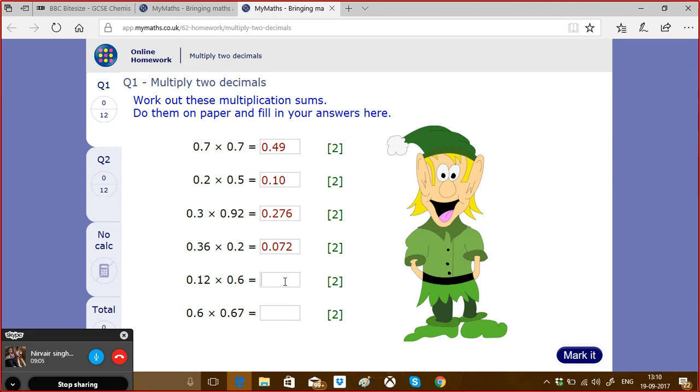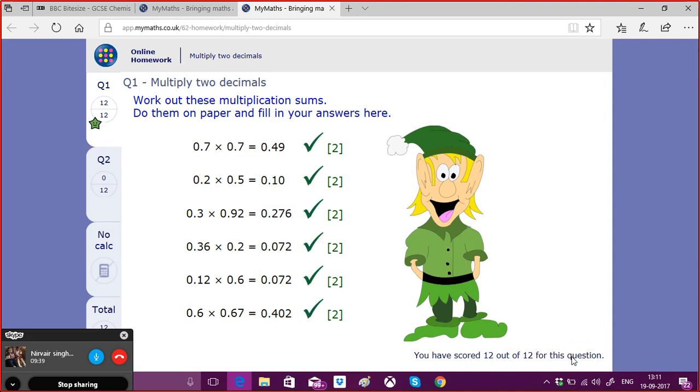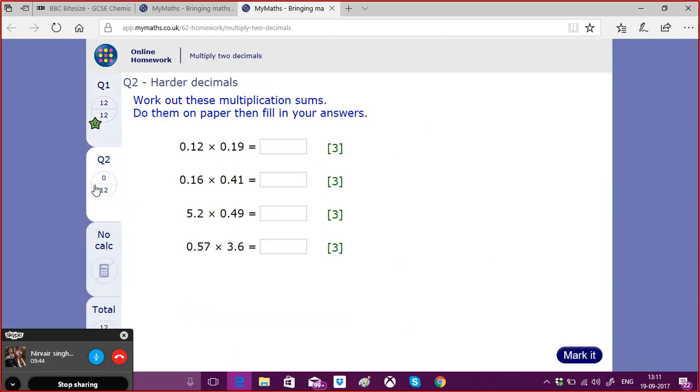Yes. Oh, that's easy. 0.072 again. 0.6 times 0.67. 0.402. Okay, let's check whether these questions are right or not. Yes, fantastic. All these are correct. Well done, well done. Now next.